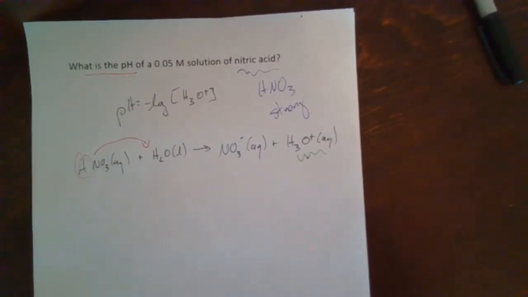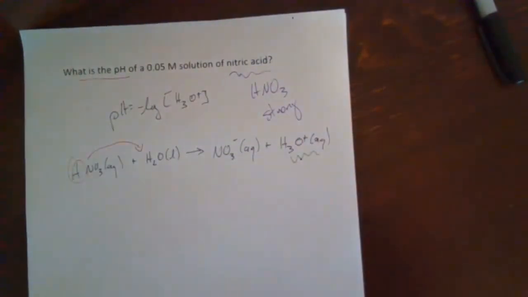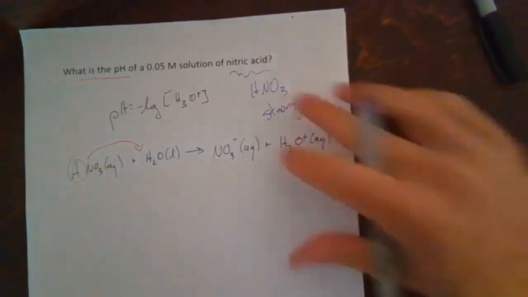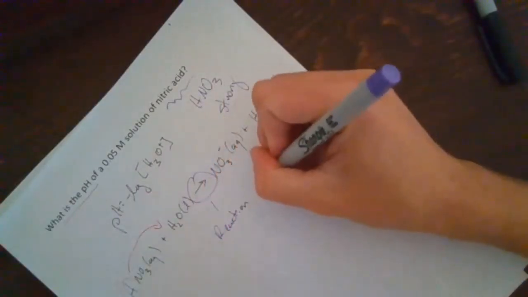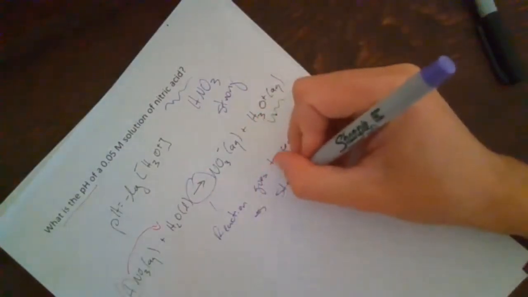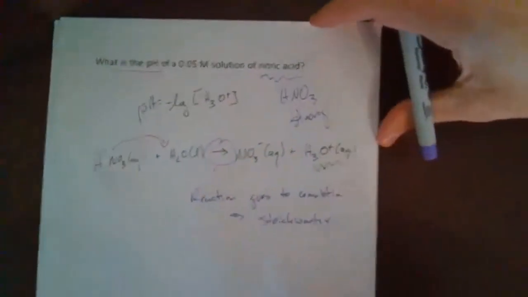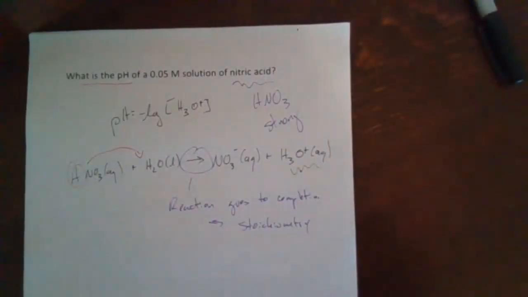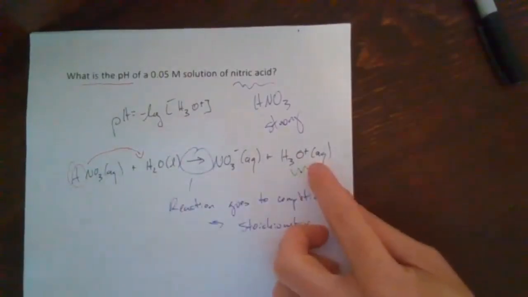And so the question is, well, how many? How do I figure out, based on my starting concentration, how much I have here? The thing is, because nitric acid is strong, the reaction goes to completion. And importantly, that means I can use stoichiometry. I don't need to worry about an ice table. I don't need to worry about doing anything like that. I know that however many moles of HNO3 there are will react completely and turn into product.